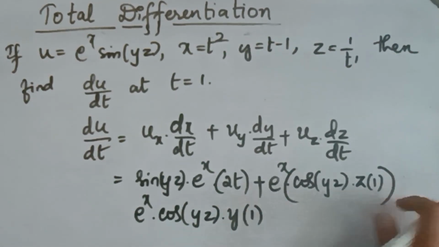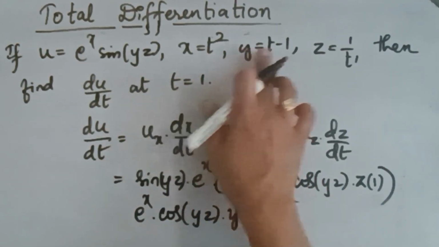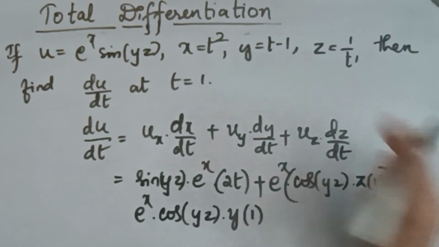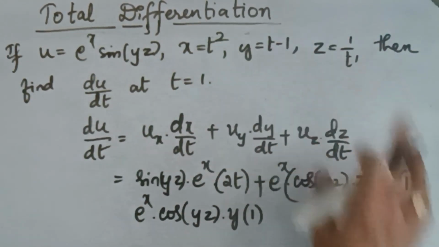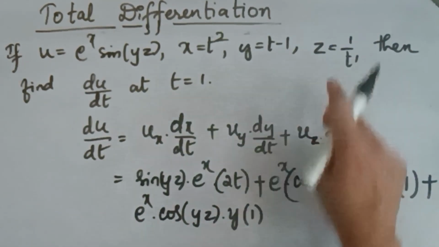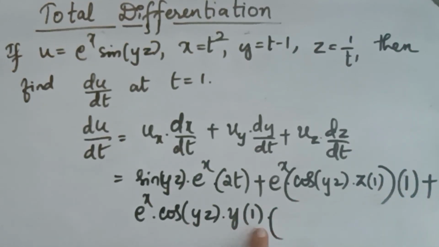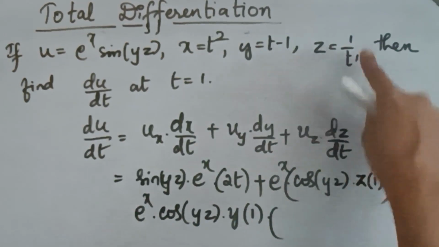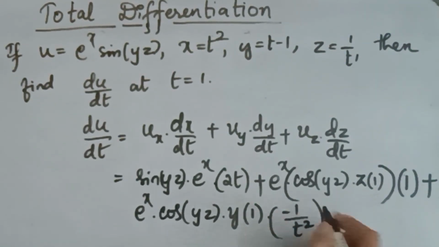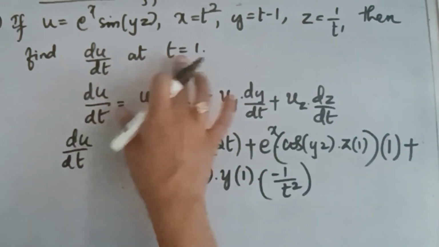Then we want dy/dt also. So dy/dt is the derivative of t − 1 with respect to t, which is 1, minus derivative of 1 is 0. That's why just 1. So plus here we got this dz/dt into u_z. Now we want dz/dt, derivative of 1/t, which is −1/t². Now, in the question, they have asked du/dt at t = 1.